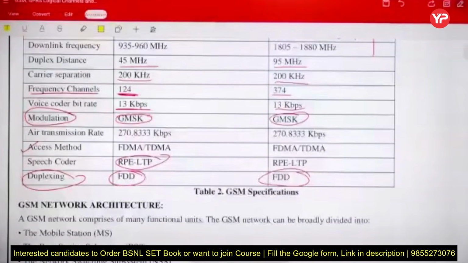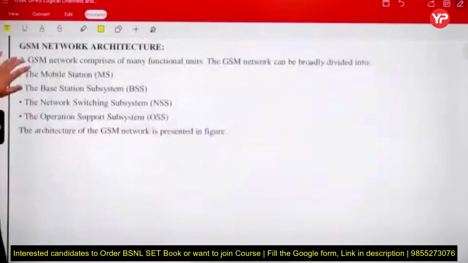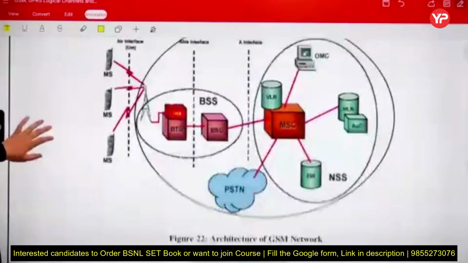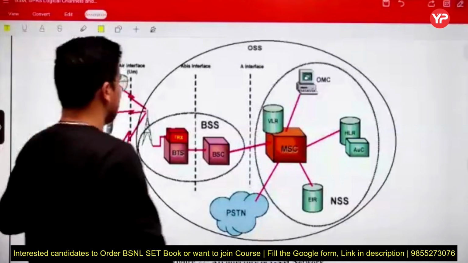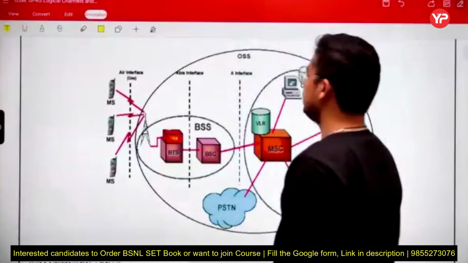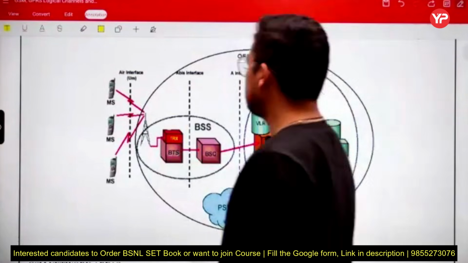Okay, after that we have the GSM network structure. This is your complete structure. I don't think it's clear to everyone. Yes, this is the complete structure of your GSM system.